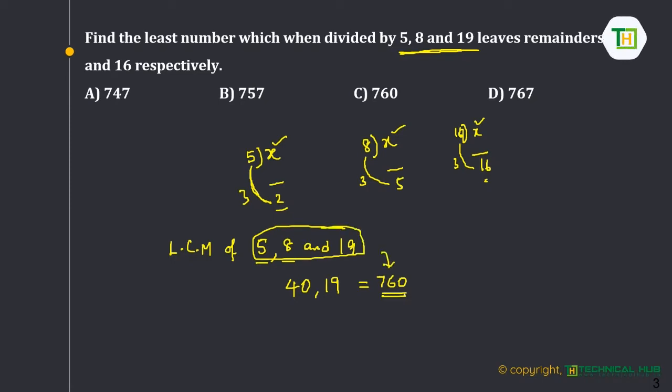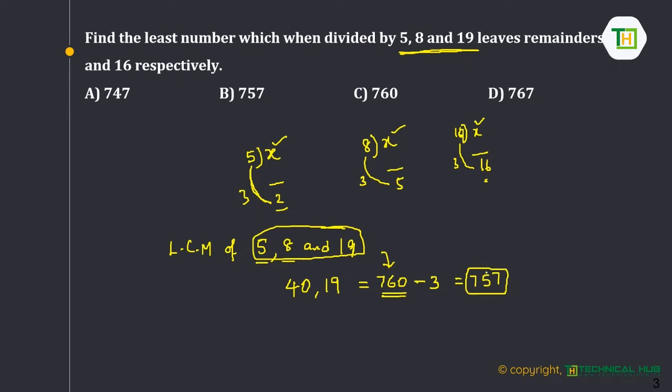That means if I divide 760 by 5, the remainder is 0. If I divide by 8, again the remainder is 0. If by 19, the remainder is 0. But I have to get the remainders 2, 5 and 16. That means I have to subtract 3 from 760. The required number should be 757.